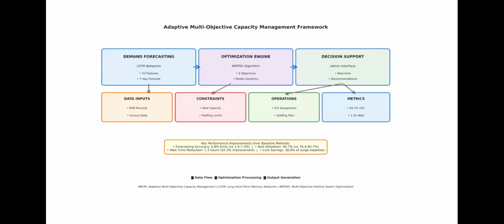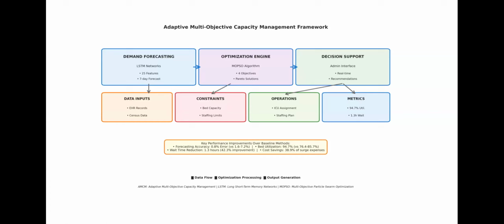With that, we came up with a new idea with three major categories: demand forecasting, optimization engine, and decision support. Here we have LSTM networks for demand forecasting, with around 25 features and a 7 day forecast. We have an optimization engine using the MOPSO algorithm with 4 objectives, based upon bed capacity and staffing limitations, considering the constraints as well. And the decision support helps the admin interface with real-time recommendations, which are operational, for example ICU assignment or staffing planning.